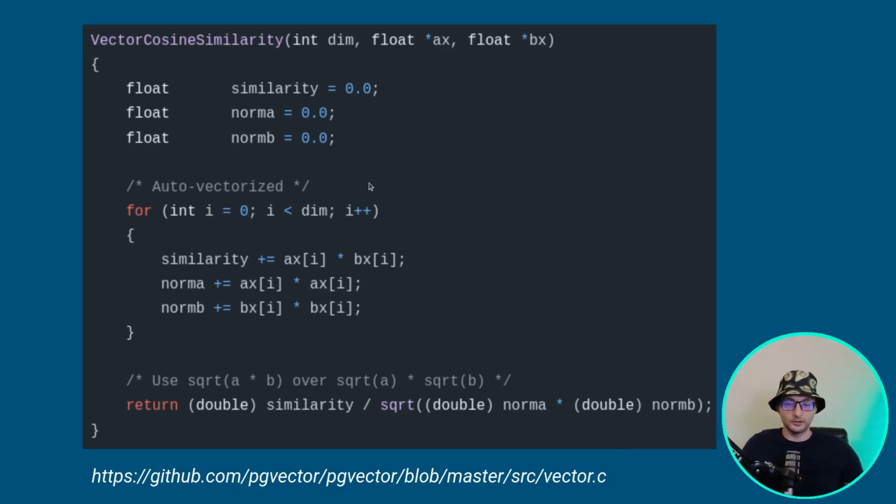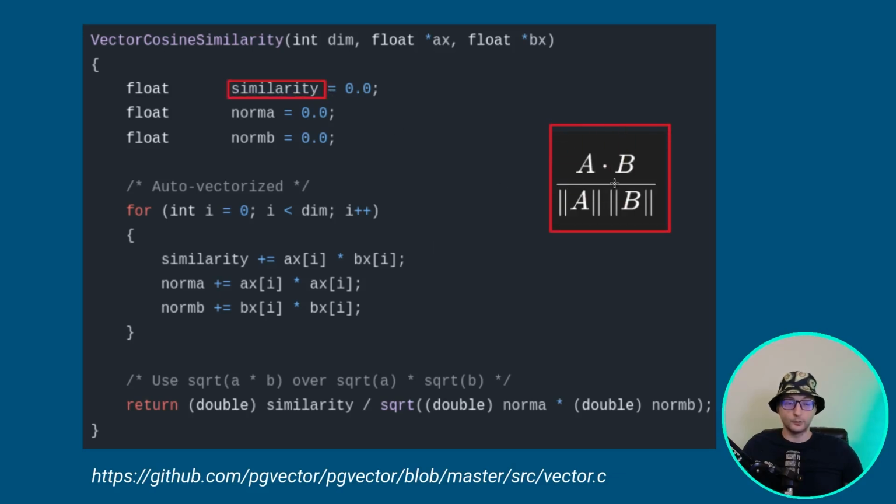So if you look at the variables, we have 3 variables here. We have similarity, norm A, and norm B. So similarity will be basically the dot product of the vectors, which is, as you remember, part of the formula. Let me bring that up just so we remember.